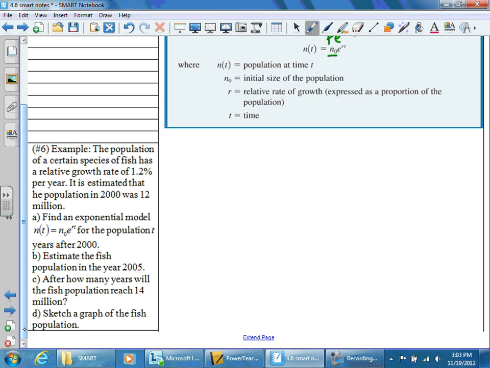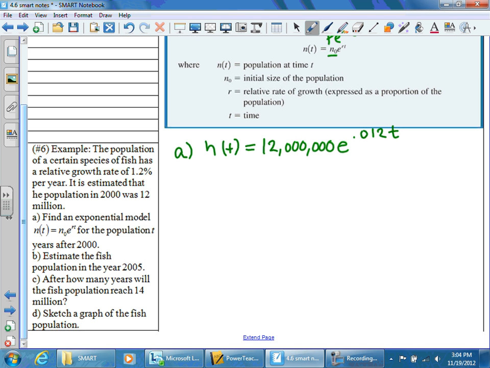So, example, the population of a certain species of fish has a relative growth rate of 1.2% per year. It is estimated that the population in 2000 was 12 million. Find an exponential model for the population T years after 2000. So they told me that the initial amount was 12 million. The rate was 1.2%, and T is the general time in years. Yes, in years.